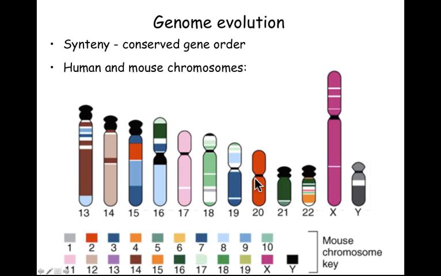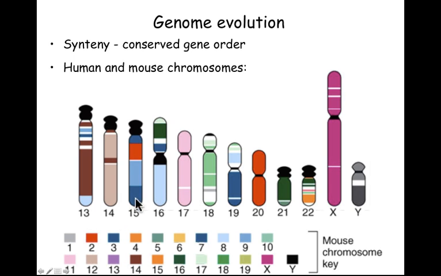And what you can see is that some of them are conserved very well. So for instance, chromosome 20 is almost entirely related to chromosome 2 from mouse. And the X chromosome from humans and the X chromosome from mice are very much the same. Then other ones you can see where there are chromosomal rearrangements.